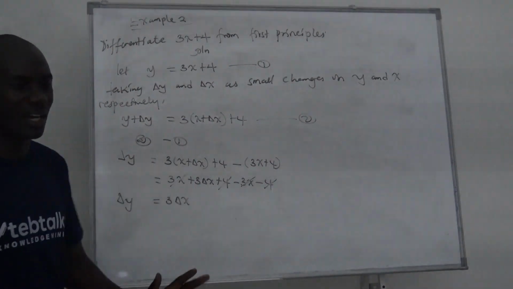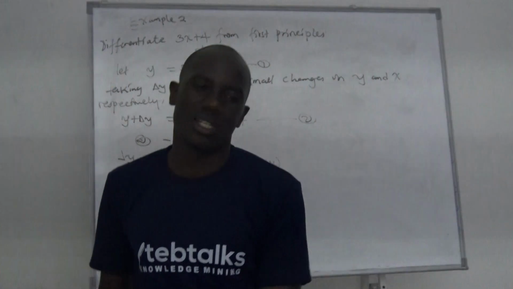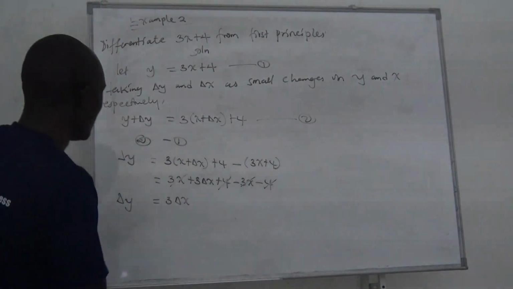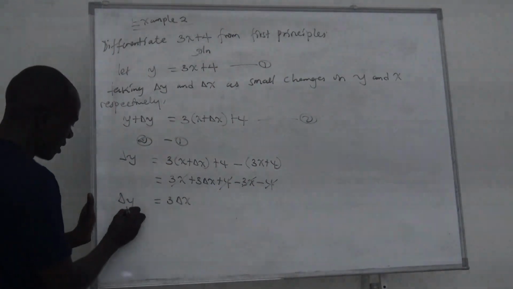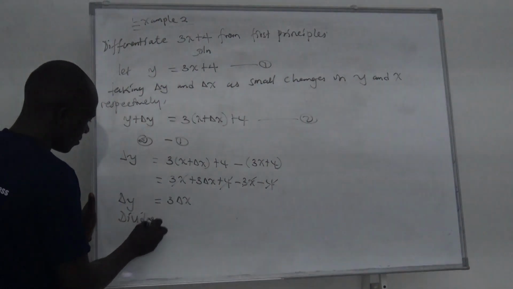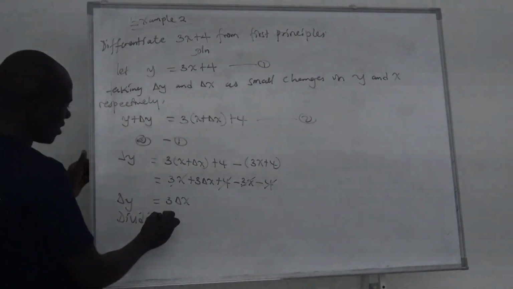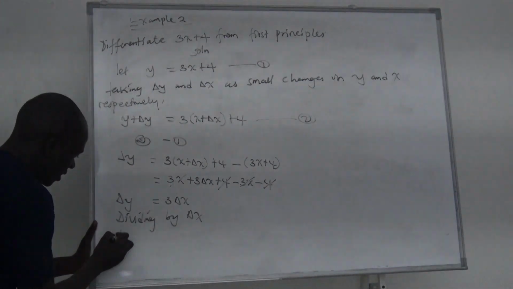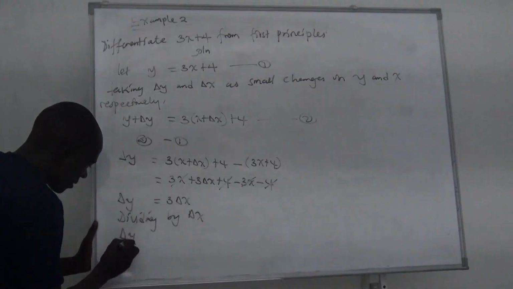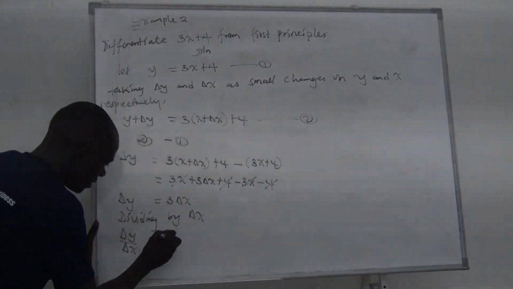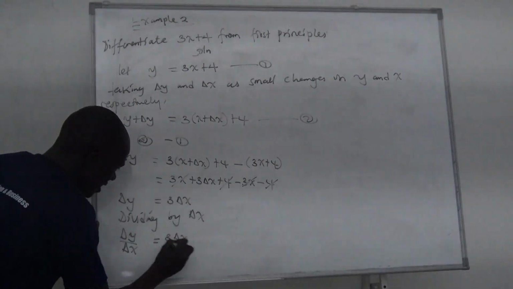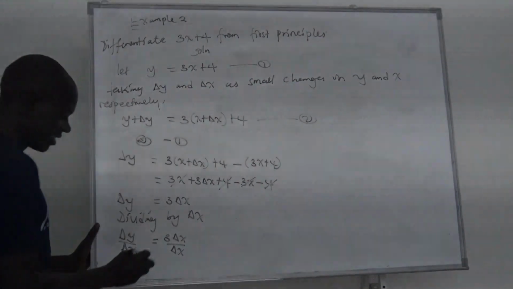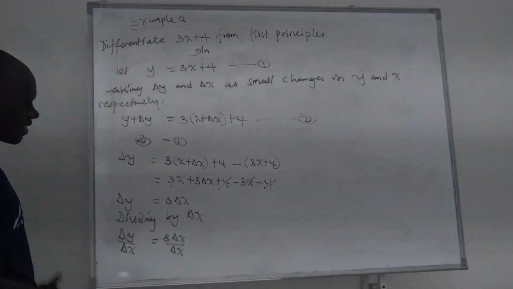Then when you reach there, what do you do? Who can recall? Yes, you say dividing by delta x. This is a very interesting class. Dividing by delta x, we say delta y over delta x equals 3 delta x over delta x.